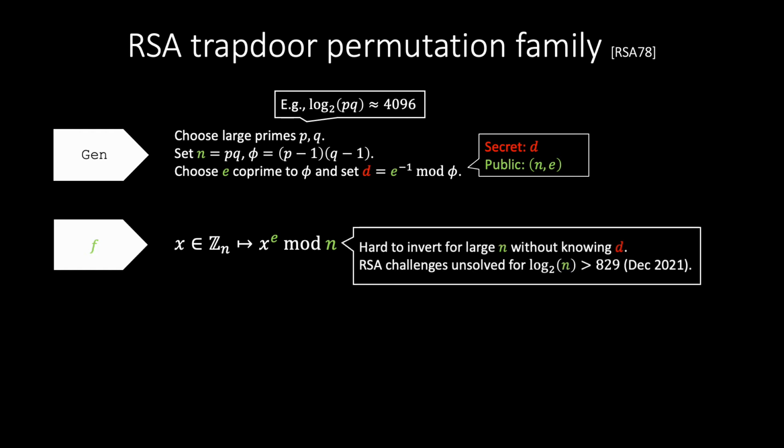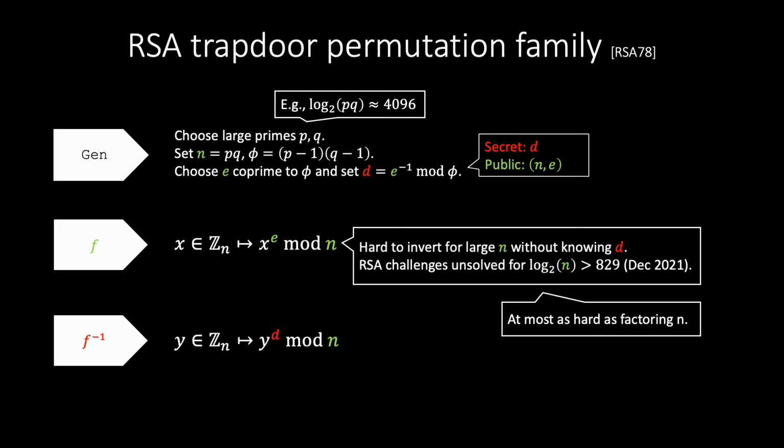This permutation function is assumed very hard to invert without knowing the trapdoor information d, and it has proven to be so in practice. In fact, you can win a considerable amount of prize money if you can solve one of the RSA challenges. None of the RSA challenges for n larger than 829-bit have been solved at the time of producing this video. However, if the trapdoor information, d, is known, inverting f becomes easy. Given an integer y between 0 and n-1, the trapdoor function is computed by taking y to the power of d modulo n.